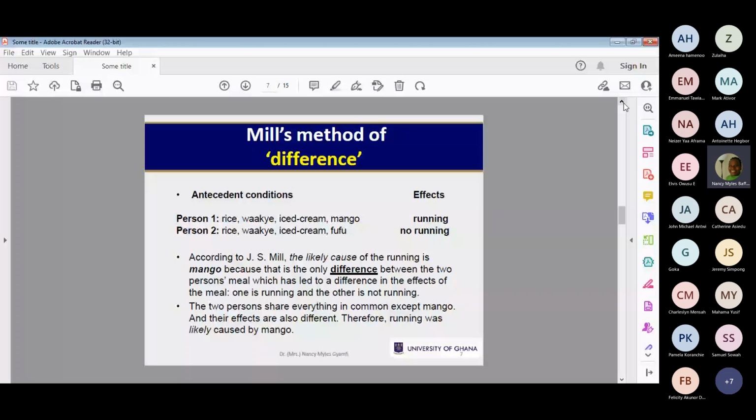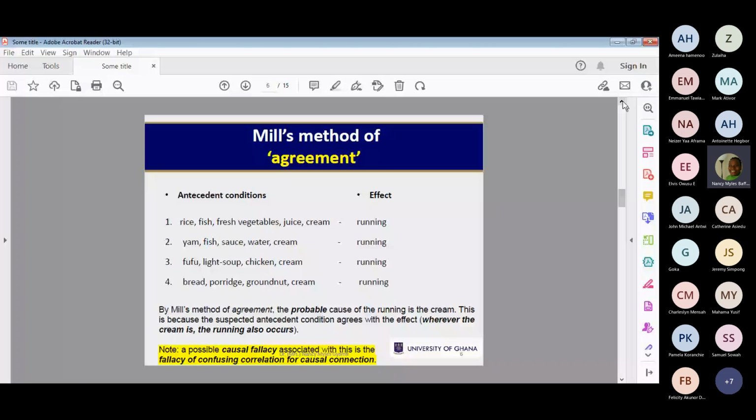Okay, the agreement is where we find a common thread running through the antecedent conditions, and then a common effect, common meaning the same. So what is happening in the effect is the same throughout. And so we attempted to check what possible common feature runs through all of the antecedent conditions for the different persons we are dealing with. That's why it is also called the common thread method.